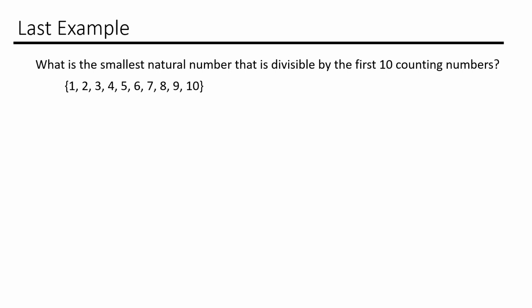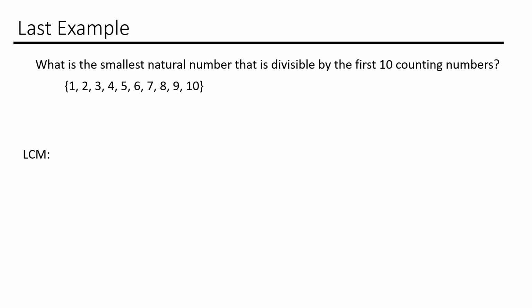In this last example, this is similar to one of your homework examples. You're asked to find the smallest natural number that is divisible by the first 10 counting numbers. And so you've got the numbers 1 through 10 here. So what this boils down to is that you've got to find the least common multiple of these 10 numbers. So we're going to go through the process of finding the least common multiple.